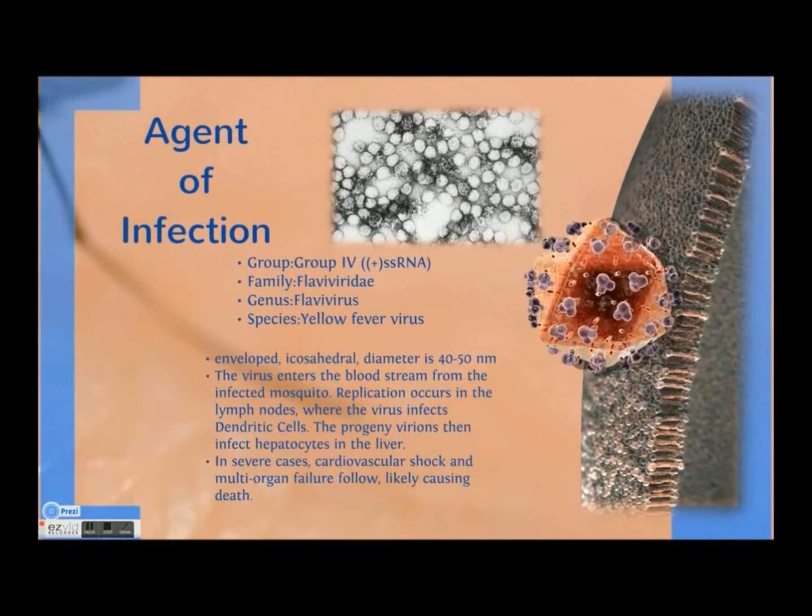The agent of infection is a group 4 positive sense single-stranded RNA virus called yellow fever virus. It's of the family Flaviviridae and the genus Flavivirus. The virus has an icosahedral capsid, is enveloped, and has a diameter of 40 to 50 nanometers. Once it enters the bloodstream, it makes its way to the lymph nodes where it replicates in dendritic cells. Progeny virions make their way to the liver, where they infect hepatocytes. In severe cases, this causes cardiovascular shock, multi-organ failure, and death.